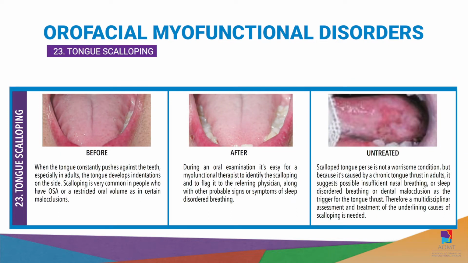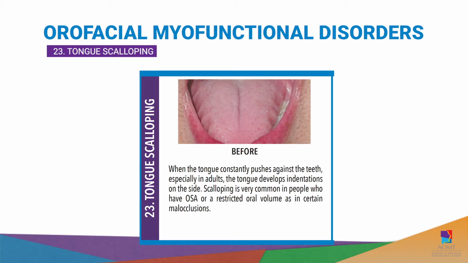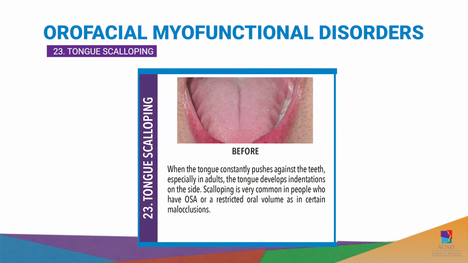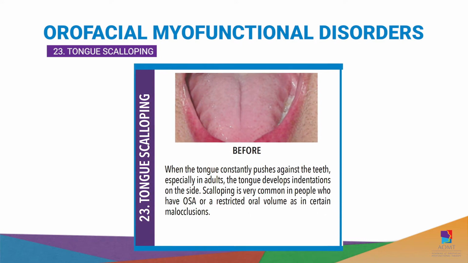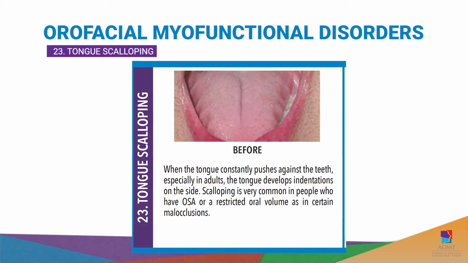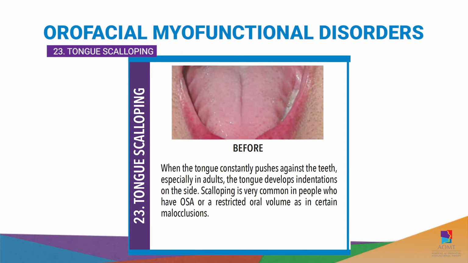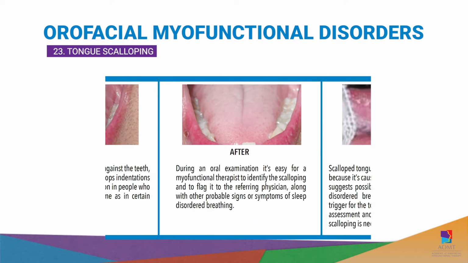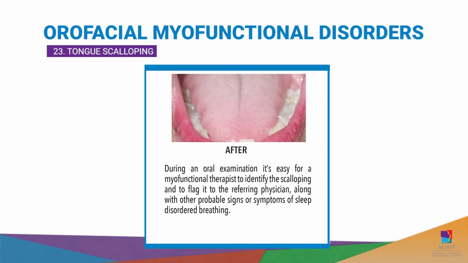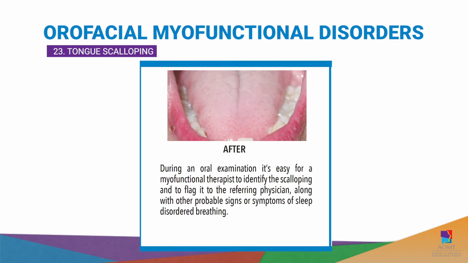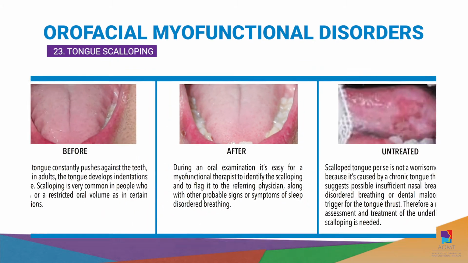Number 23, tongue scalloping. When the tongue constantly pushes against the teeth, especially in adults, the tongue develops indentations on the side. Scalloping is very common in people who have OSA or a restricted oral volume, as in certain malocclusions. After. During an oral examination, it's easy for a myofunctional therapist to identify the scalloping and to flag it to the referring physician, along with other probable signs or symptoms of sleep-disordered breathing.